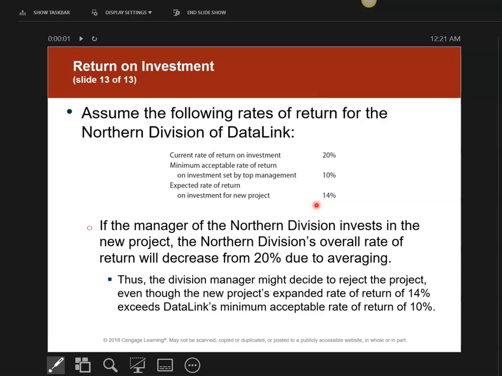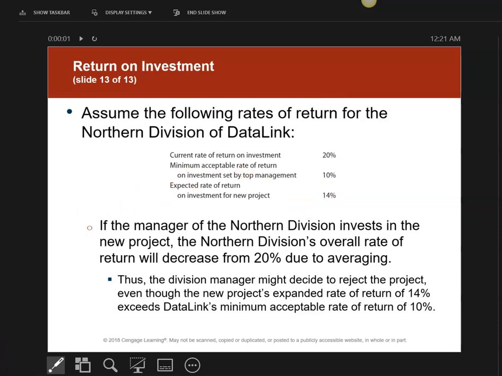If I believe correctly, the central division was only doing 12%. So it could actually help for the whole company, but the northern division will say, no, we don't want it. So that's why that information is important.